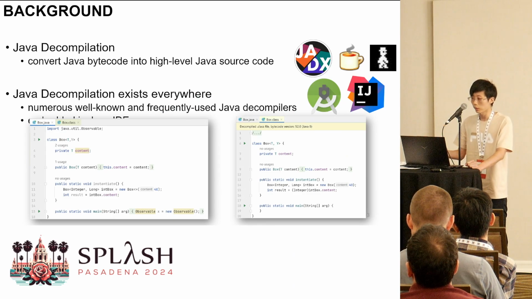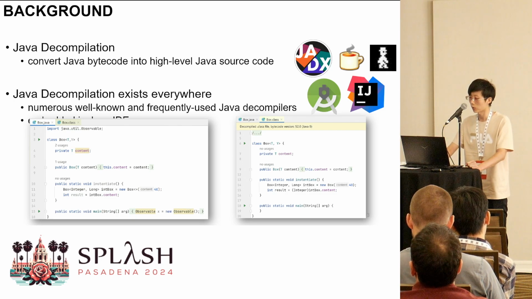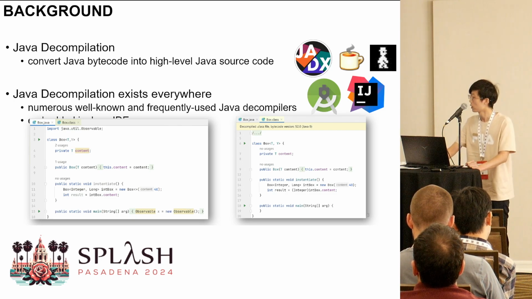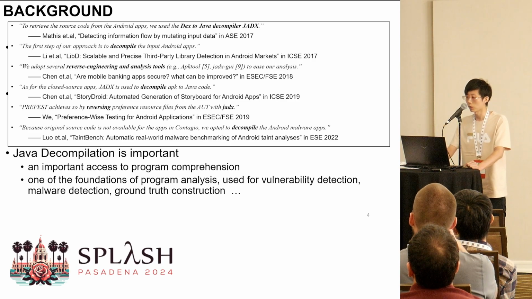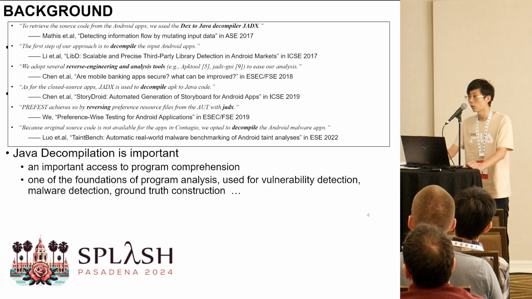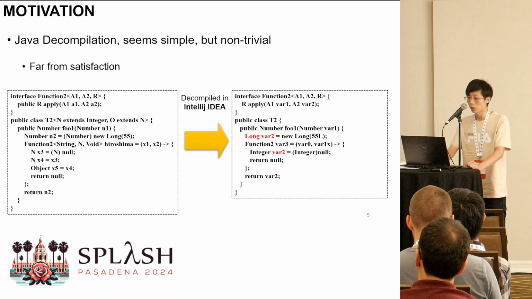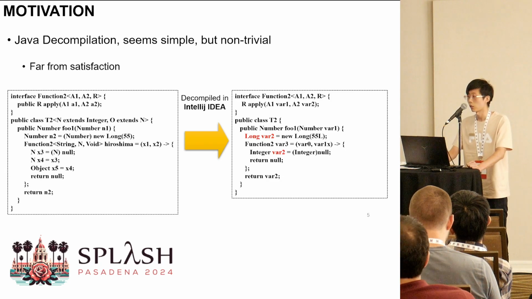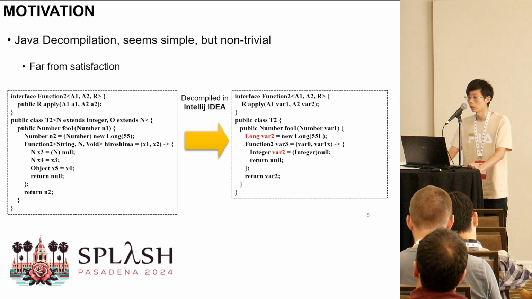And if you want, you can have a look at the compiled code of the third-party libraries you used in your projects. Furthermore, Java decompilers often work as one of the foundations of program analysis and are frequently used for vulnerability detection, malware detection, and ground truth construction. However, Java decompilation seems simple but is a non-trivial task, and it is far from satisfactory and contains quite a number of bugs.